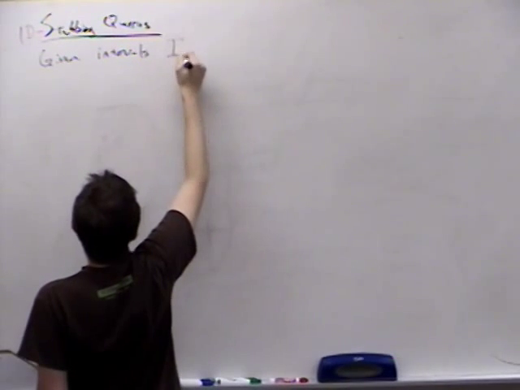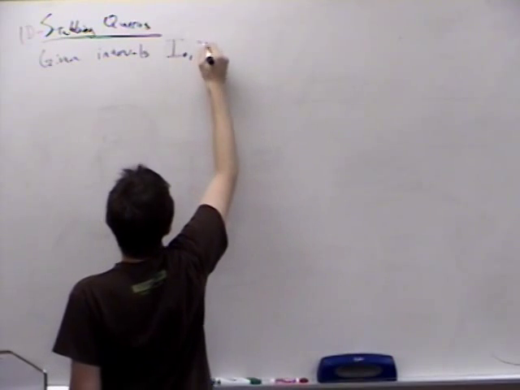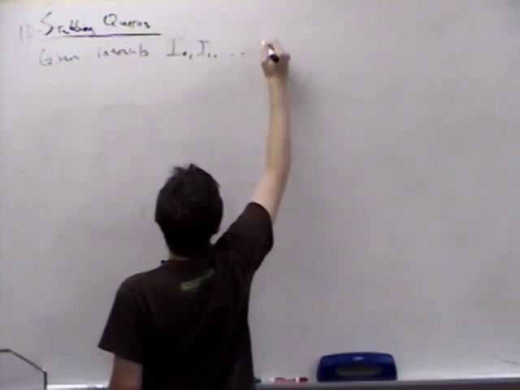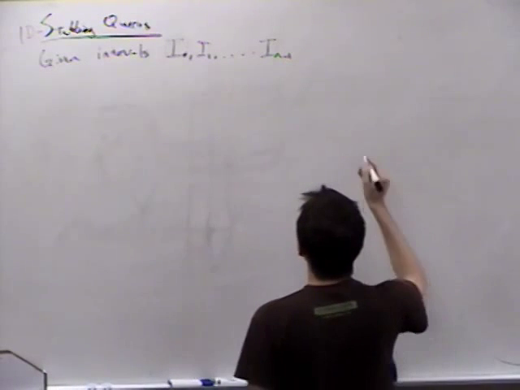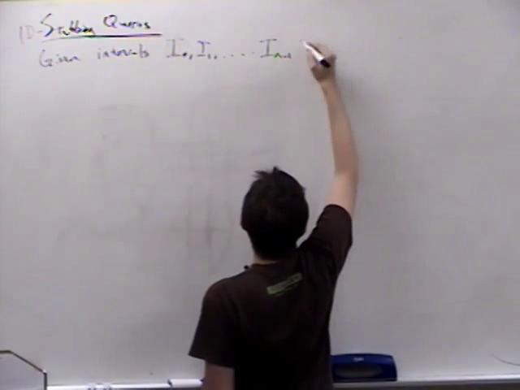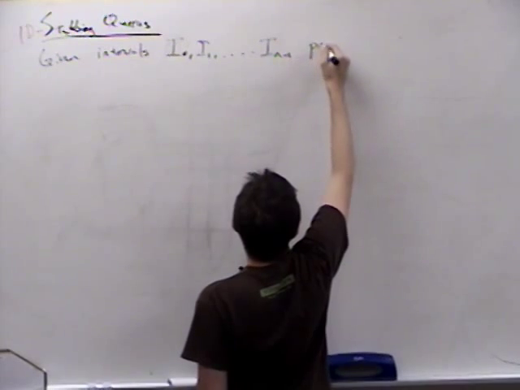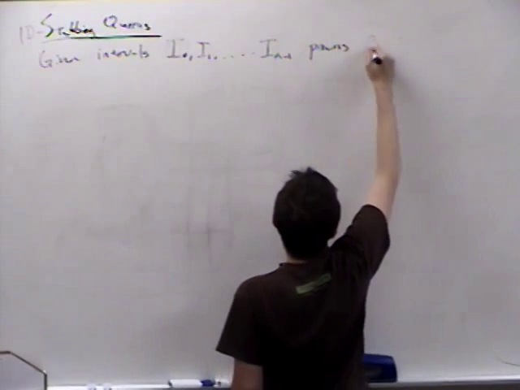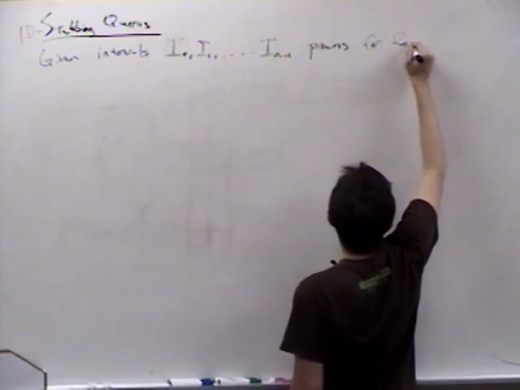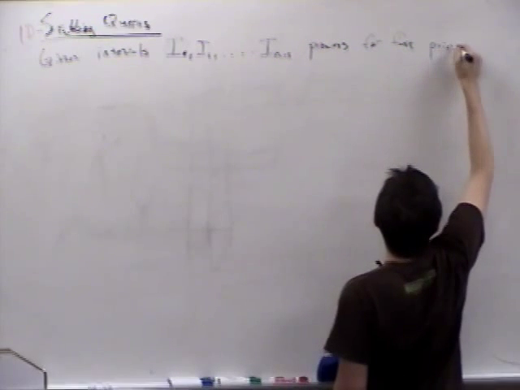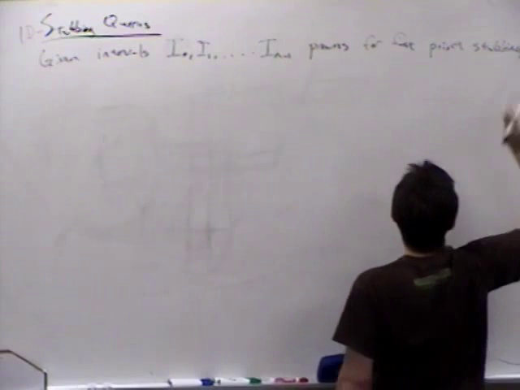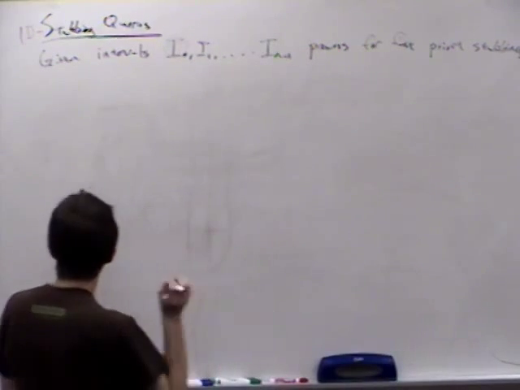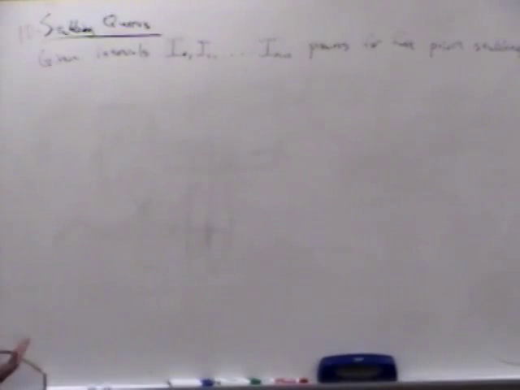Or we'll just write them as, say, I_0, I_1, etc., up to I_{n-1}. We want a process for fast point stabbing. Given a single point, locate all of the intervals that contain that point.